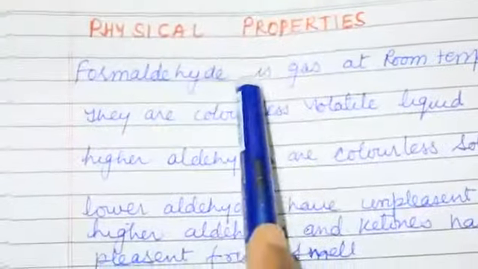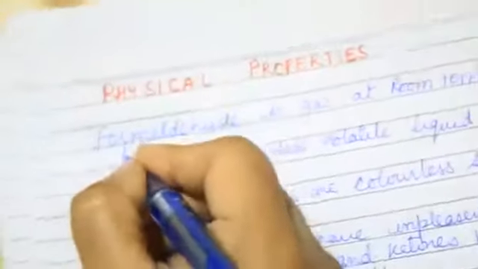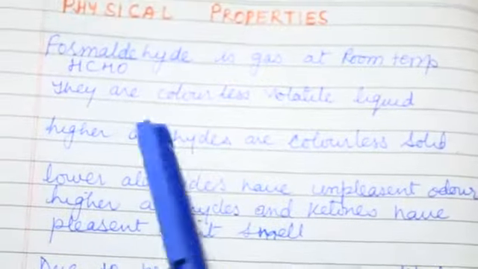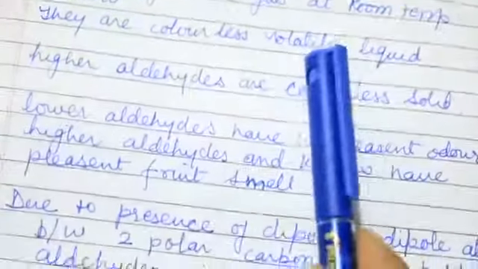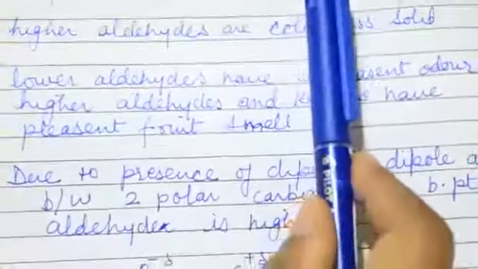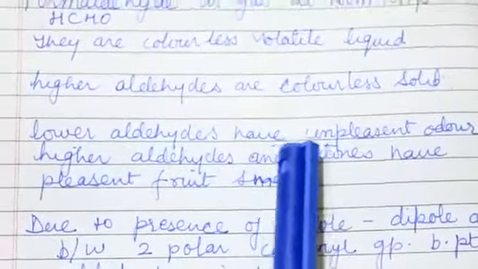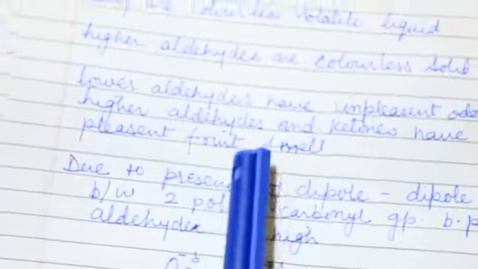Now, physical properties. Formaldehyde is a gas at room temperature. Formaldehyde is what? HCHO is formaldehyde. Now, the others are colorless volatile liquids. Volatile means in the presence of air, they get evaporated. Higher aldehydes are colorless solids. Lower aldehydes have an unpleasant odor. Higher aldehydes and ketones have a pleasant fruity smell.